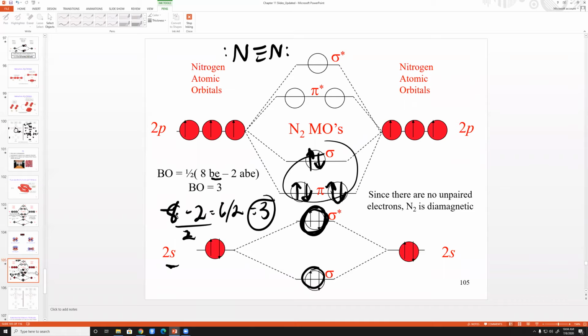Yeah, it is kind of tough. It's good that you're asking questions. It's not that they're not going to bond. It just means that they're repelling. They're creating a destructive interference, and they're not favorable to bond. Okay. Good.